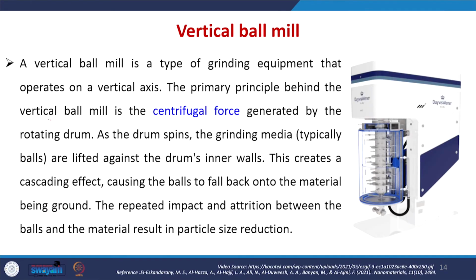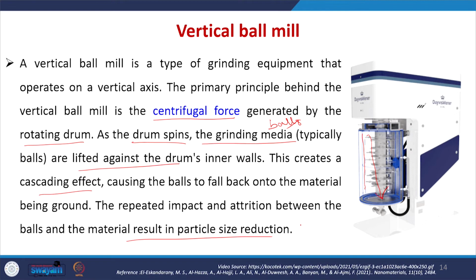The next type of ball milling is the vertical ball mill. The primary principle behind this vertical ball mill is centrifugal force generated by the rotating drum. As the drum spins, the grinding media, that is the balls, will be lifted against the drum's inner wall, and this creates a cascading effect. The balls fall back onto the material, and the material will be broken into small size, and that leads to the reduction in the particle size.